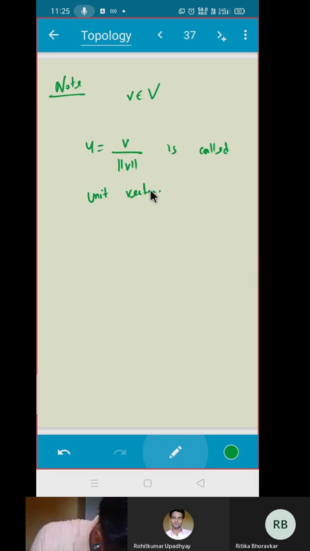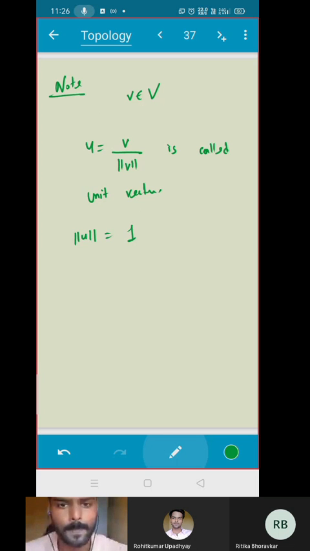Why is it called a unit vector? Because if you take norm u, this norm v is a number for me, I can take it out. Just find what is norm u. That will be norm v upon norm v, that is 1. Do you see? So you can make any vector a unit vector by dividing it by its length. Correct?